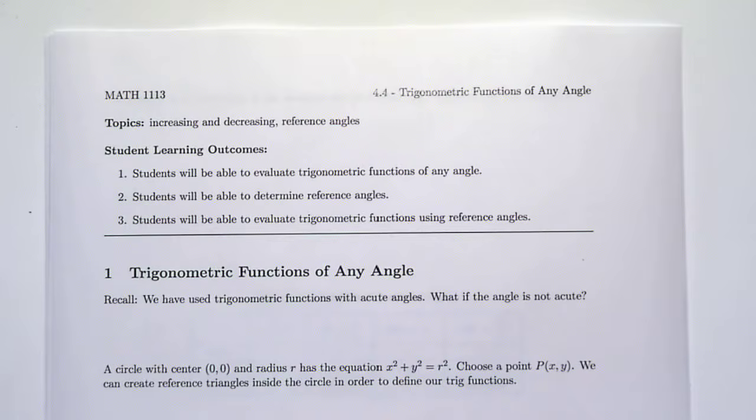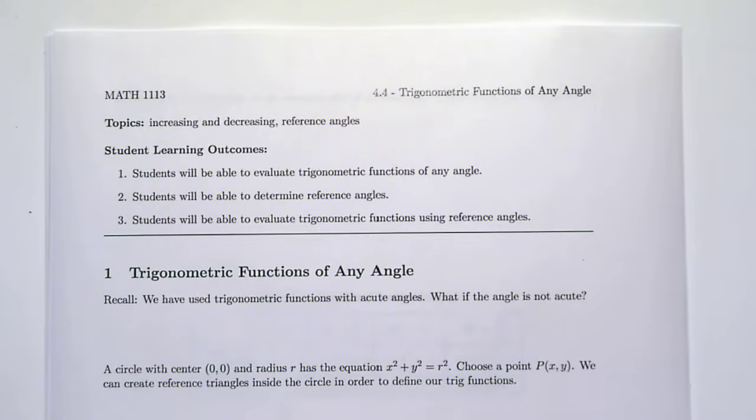All right, so in the past, we have used trig functions with acute angles only, so only angles less than 90 degrees, unless we were using our unit circle. So the question is, what if our angle is not acute? Can we still use triangles to measure our trig functions?